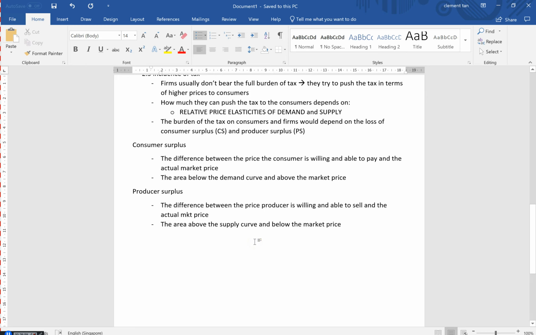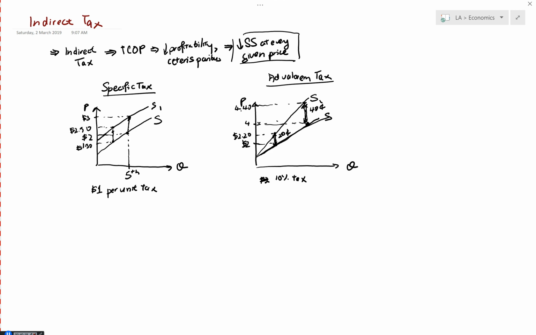Now, good news, they will never test you on definition. So you just need to know only. That's all. But the diagram, you need to know how to identify. In a diagram, you know how to identify the consumer surplus and producer surplus. So you must know how to identify, which is not like rocket science.